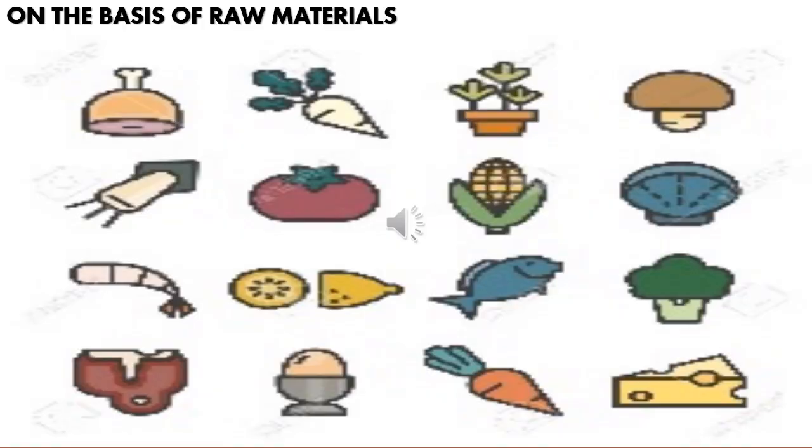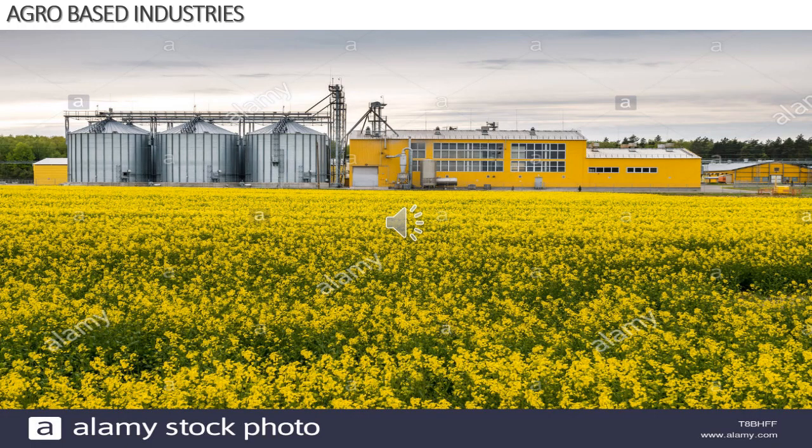On the basis of raw materials, the industries are classified as agro-based industry, mineral-based industry, marine-based industry, and forest-based industry. Based on the raw materials used by the industries, they are classified in this way. First, agro-based industry, that is, agriculture-based industries.